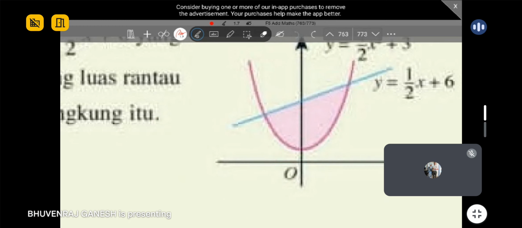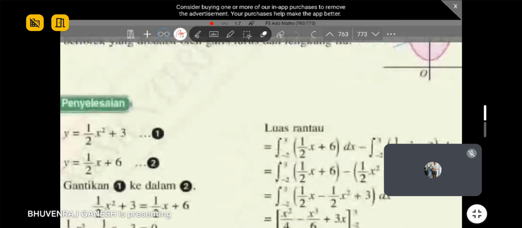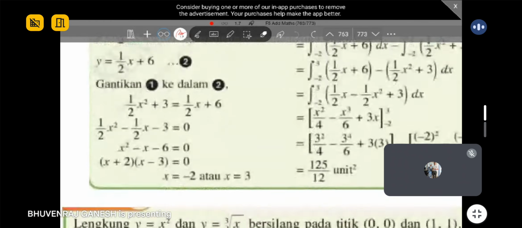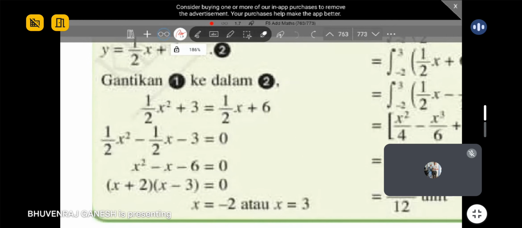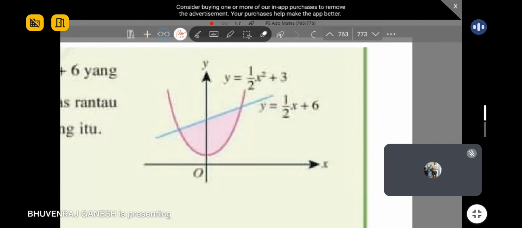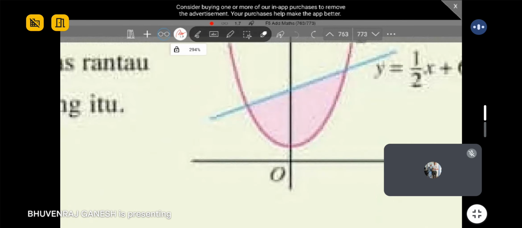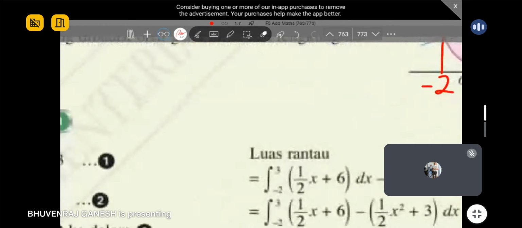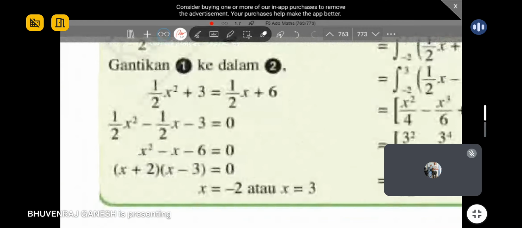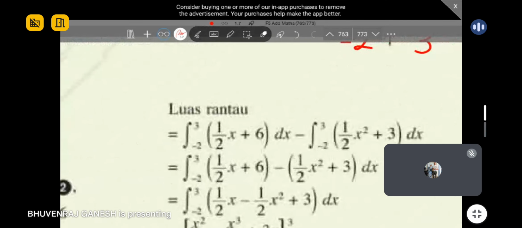Alright, so you can see the steps here. First step, you must find the point of intersection. Cari titik persilangan. Why? Because I need to know this value is -2, this value is 3. Then only I can count the area, am I right? For luas trapezium. After you get the x, you can start to integrate.